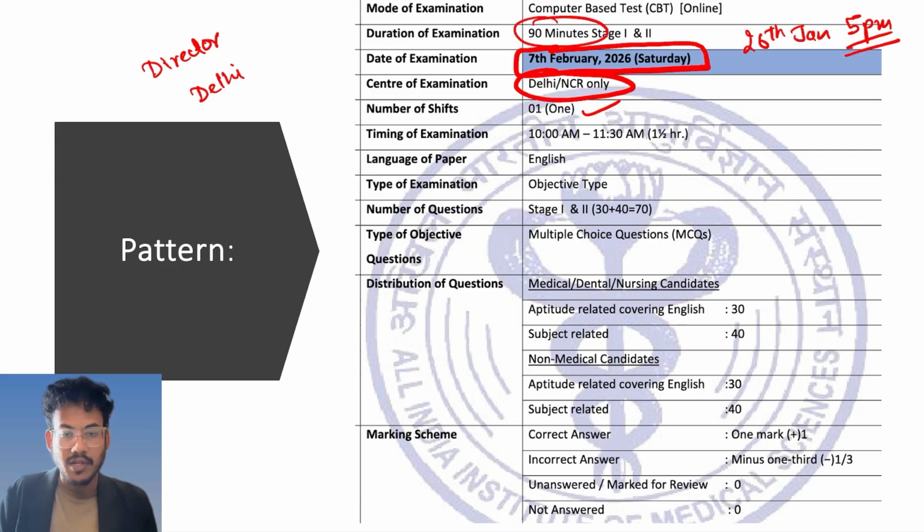You would be asked questions of two types. One would be aptitude related questions, which would be 30 marks. The other would be subject related, in the subject in which you are trying to do the PhD, and the negative marking is 1/3.